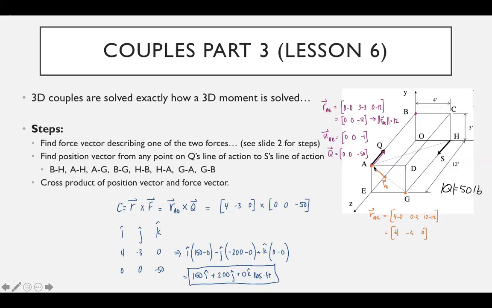So in this case, since I'm drawing my vector from A to G, it's going to be G minus A. That landed me with 4, negative 3, 0. And then that is my position vector. So R cross F, which actually turned into R cross Q because it's force Q, looks like this. So it's 4, negative 3, 0 cross 0, 0, negative 50. I moved those down here where they belong, did the cross product out, and ended up with this.